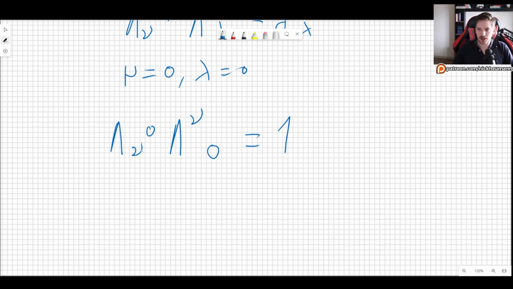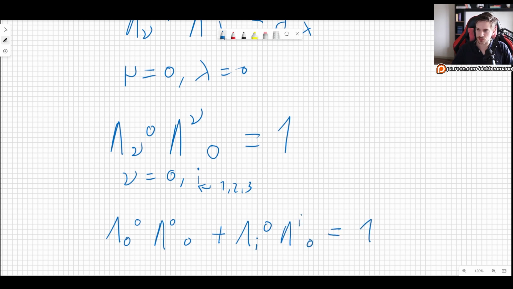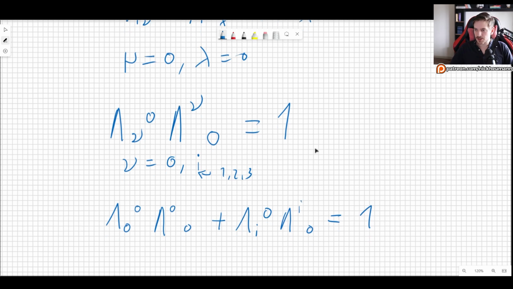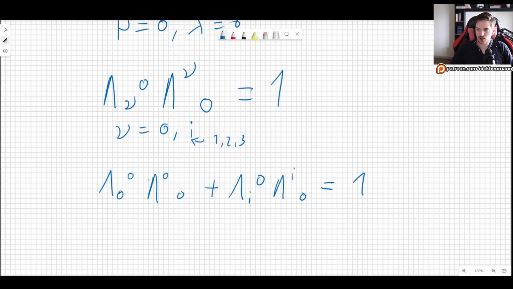Now we can separate this because nu is 0 or i, right? It can be 0 or 1, 2, 3, which is inside of this i. So let's separate that because this is an implicit sum. Let's take the first element, the 0, 0th element, times 0, 0, and then let's just say plus the rest of the elements, i, 0, i, 0. And this, of course, has to be equal to 1. Okay, so of course, lambda 0, 0, lambda 0, 0.